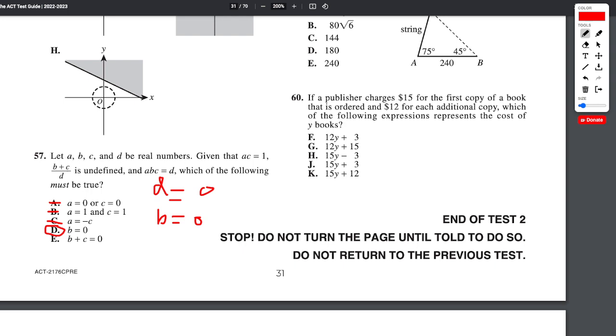Okay. Maybe this has to be true. 57 is D.